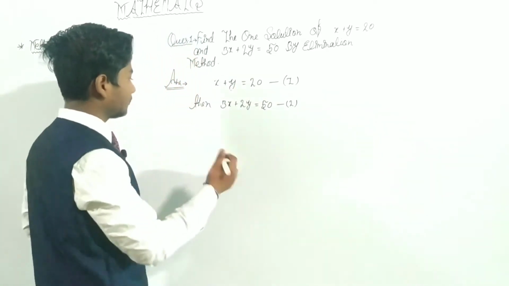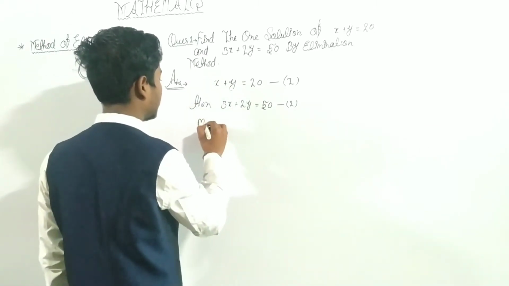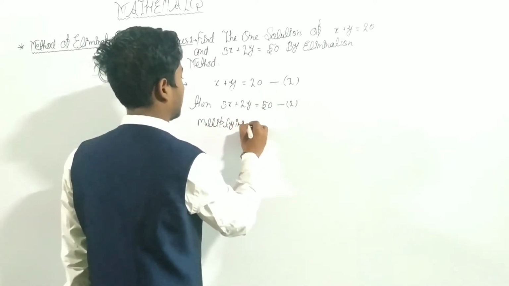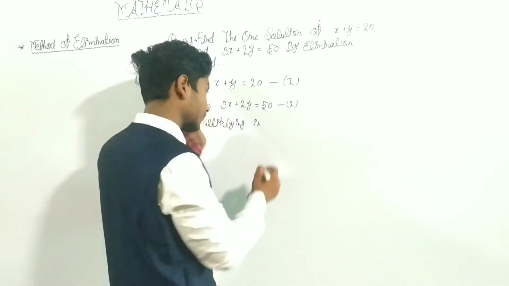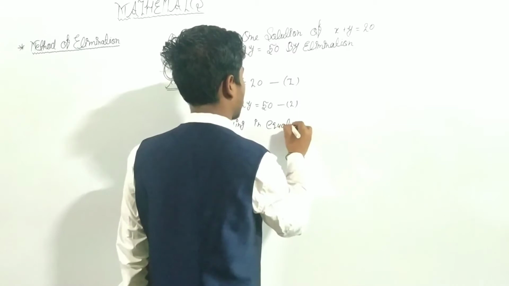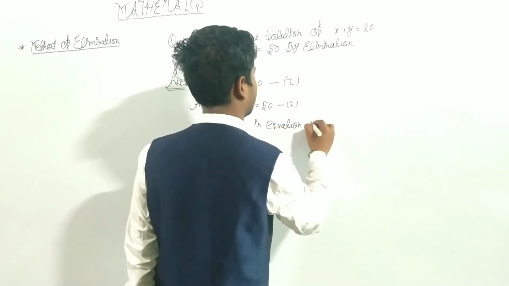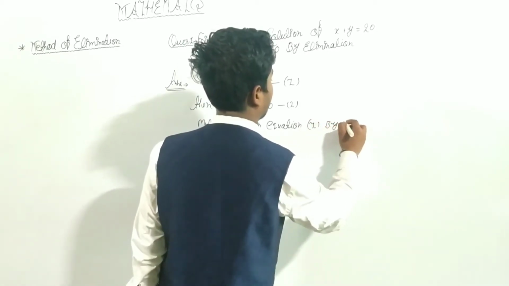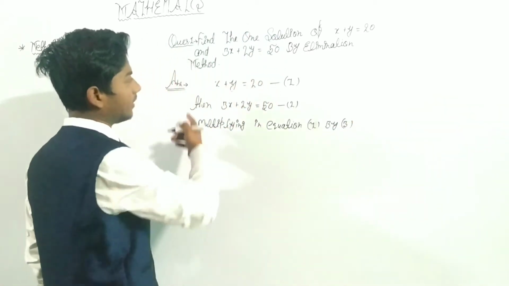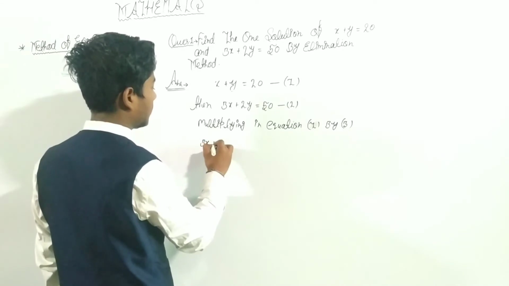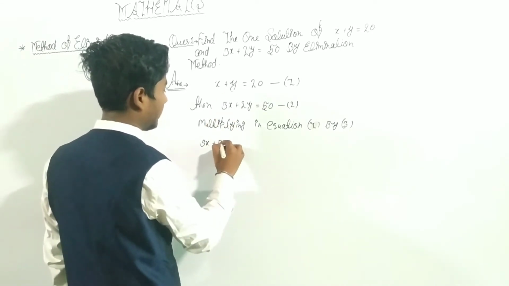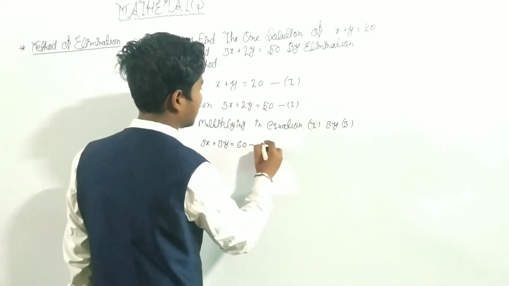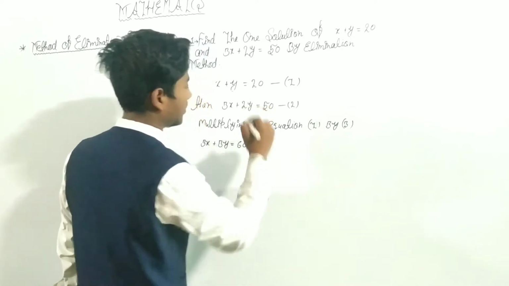Only then can we eliminate the variable x in both equations. So now we multiply equation 1 by 3. What do we get? 3x plus 3y is equal to 60. We consider this equation 3.